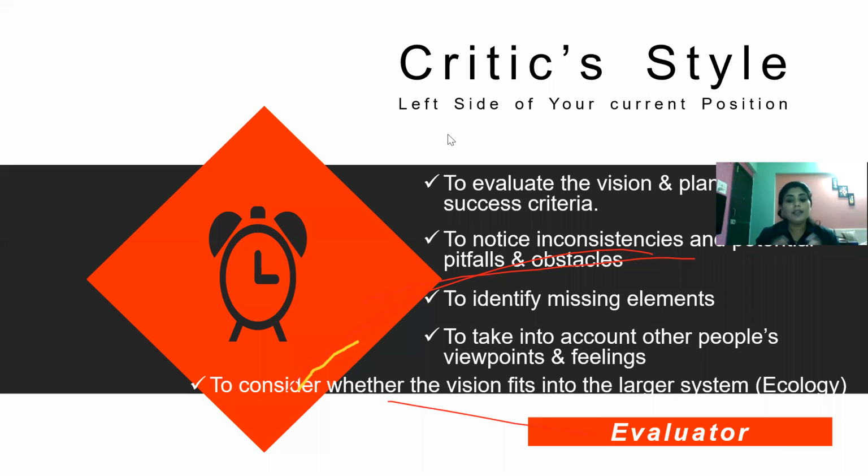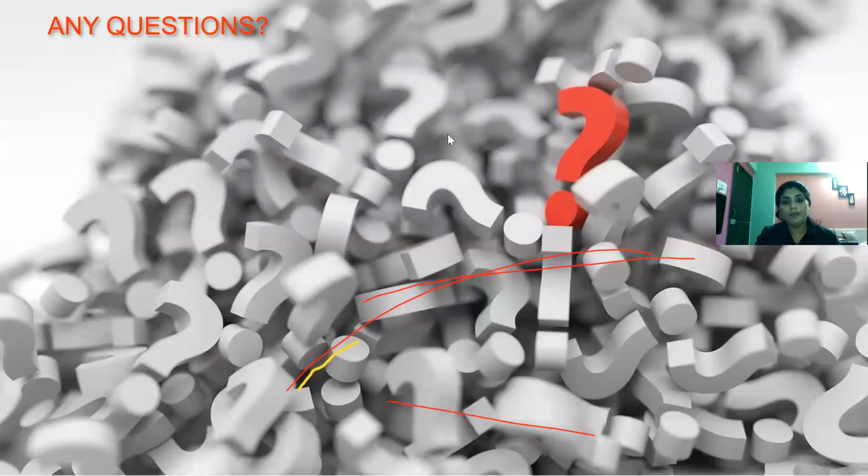Then take into account other people's viewpoints and feelings. Okay, if I'm reaching there, if I'm trying to do this, what are other people thinking about me, what are they feeling, whether they are happy with what I really want to achieve in my life. So all these criteria you are evaluating and assessing, and that's how you are evaluating your goals, whether they are really achievable or not, and if it's not possible, how I'll come out of it. All that you need to understand, or visualize, in the critic mode.